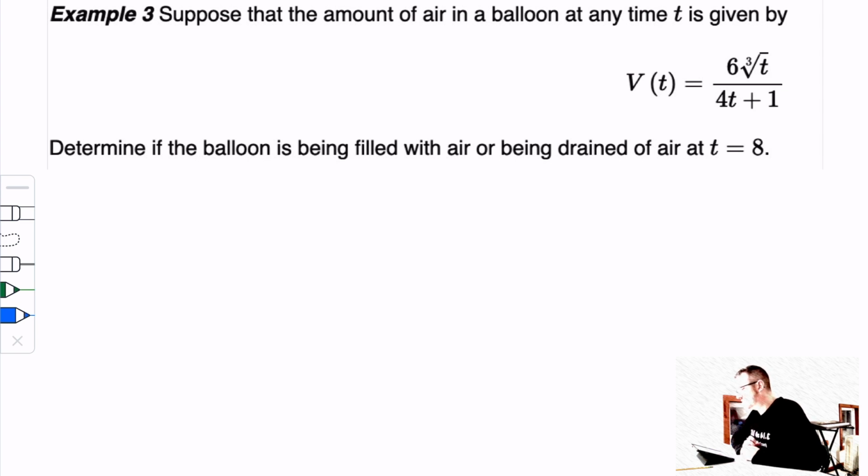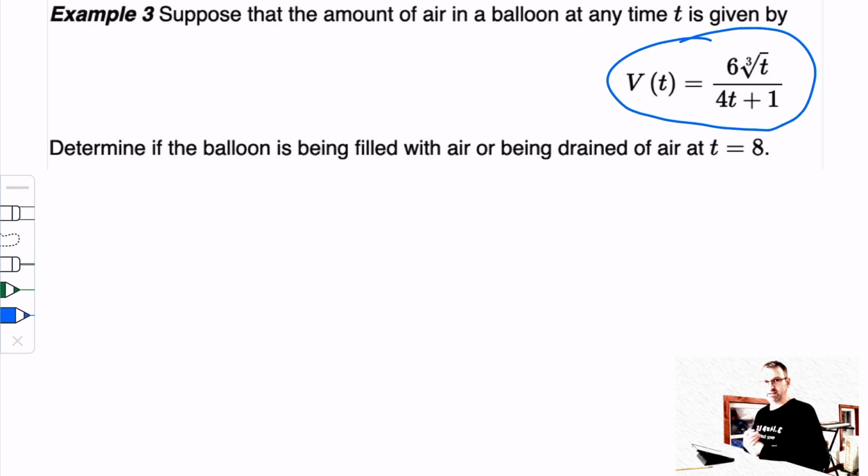Okay, here we go. So it says, suppose that the amount of air in a balloon at any given time is given by V of t equals 6 times the cube root of t all over 4t plus 1. And they want us to determine if the balloon is being filled with air or being drained of air at t equals 8. All right?